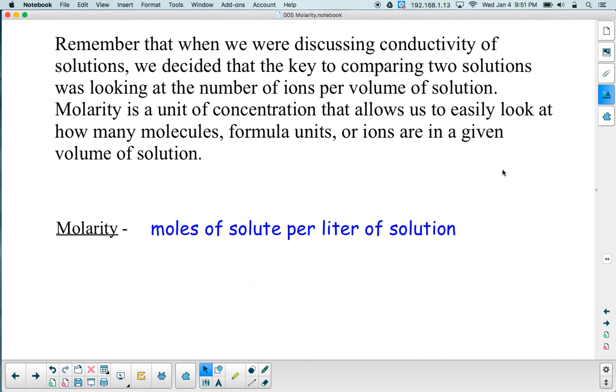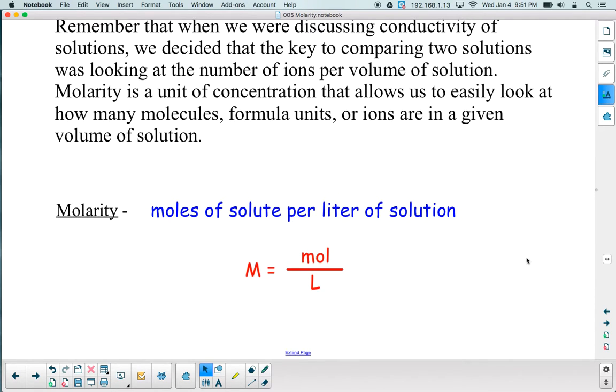Molarity tells you the number of moles of solute per liter of solution. Remember that solute is the substance that's dissolved into a solution. Molarity is given the symbol capital M and is calculated by taking the number of moles present and dividing by the number of liters of solution.